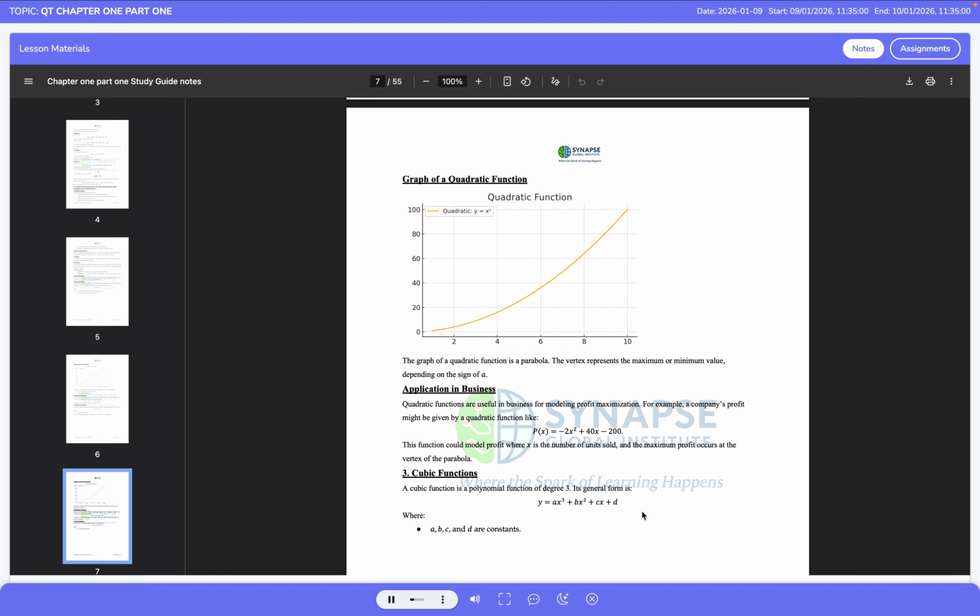In business, quadratic functions are particularly useful for modeling profit maximization. For example, a profit function, such as P(x) = -2x² + 40x - 200, can be used to show how profit changes as the number of units sold increases, with the maximum profit occurring at the vertex of the parabola. Next, we consider cubic functions.